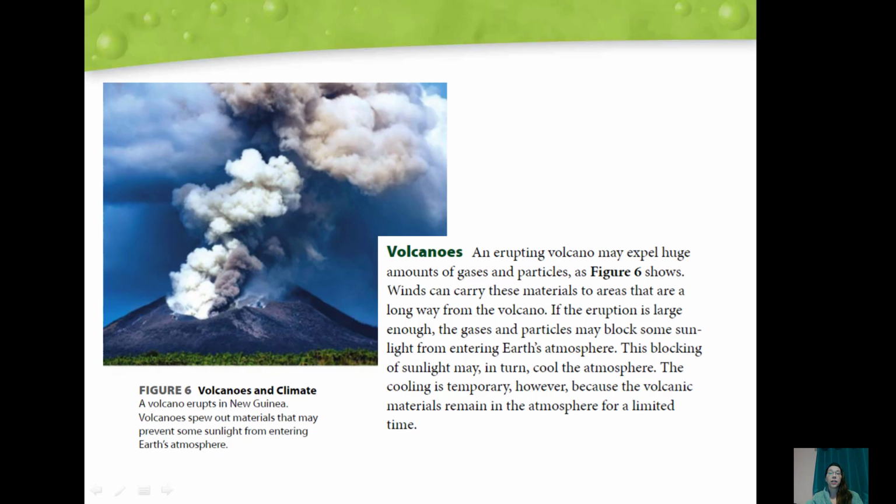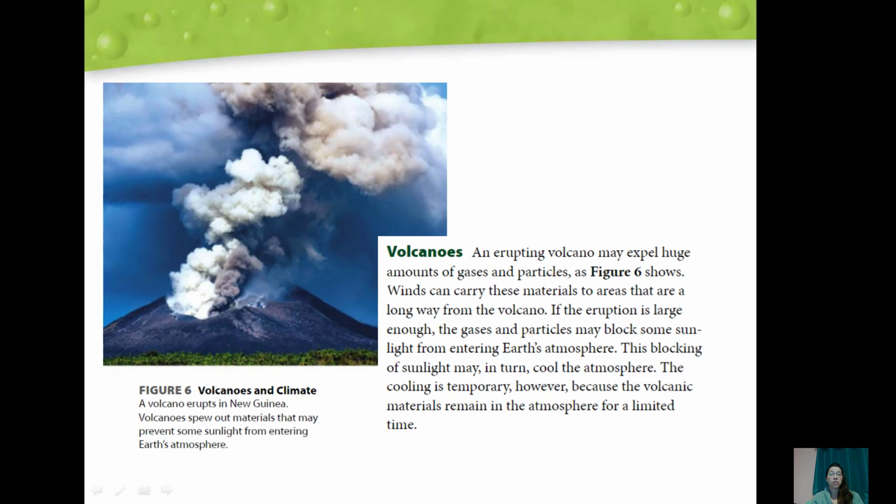Next, volcanoes. An erupting volcano may expel huge amounts of gases and particles, as we see in Figure 6 to the left. Winds can carry these materials to areas that are long, and far away from the volcano. If the eruption is large enough, the gases and particles may block some sunlight from entering Earth's atmosphere. This blocking of sunlight may in turn cool the atmosphere. The cooling is temporary, however, because the volcanic material remains in the atmosphere for a limited amount of time.